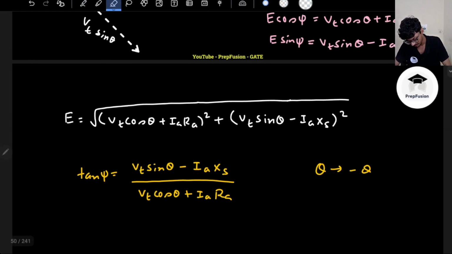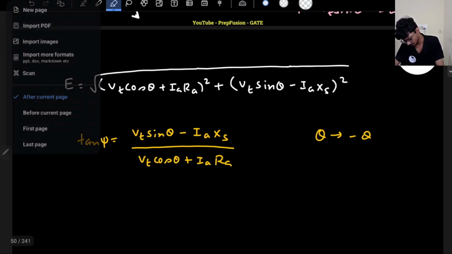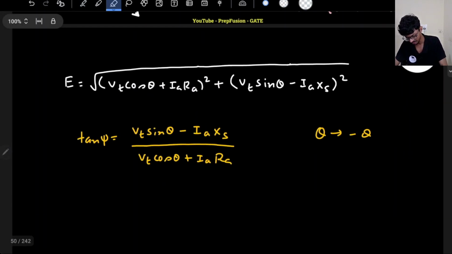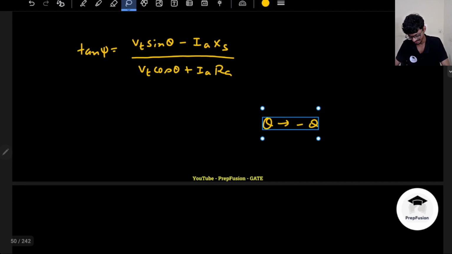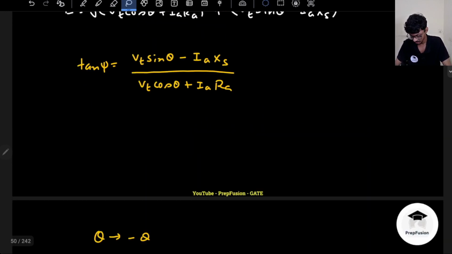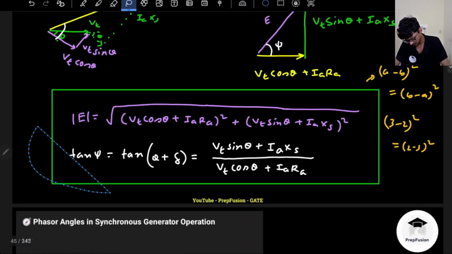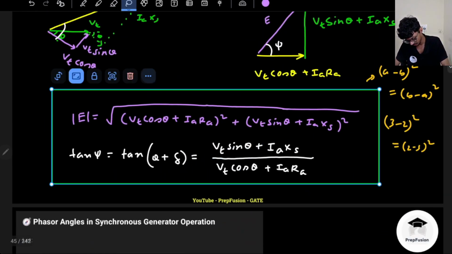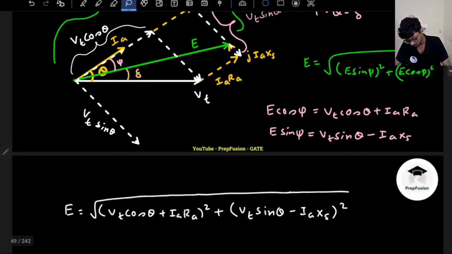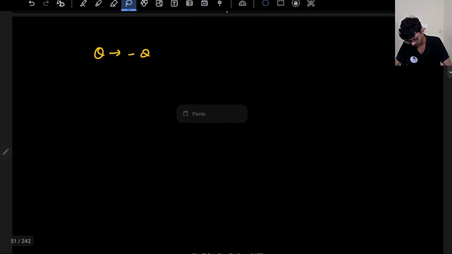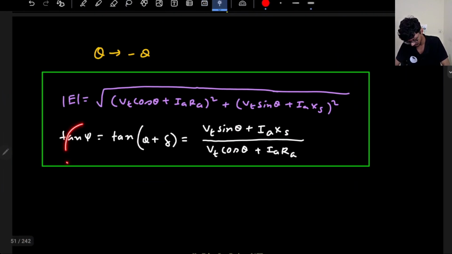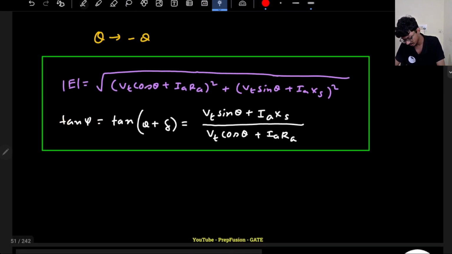So what I'm telling you is, I'll tell you in a new page. What you'll do is just replace theta with minus theta. Or if you want to remember it, you can, no problem. But I'm telling you a shortcut. Let me go back to the previous formula. If I replace theta with minus theta in this formula, don't write it in terms of psi. That is the one mistake that you will do. Don't write it in terms of psi. So here, if I replace theta with minus theta, what will happen?